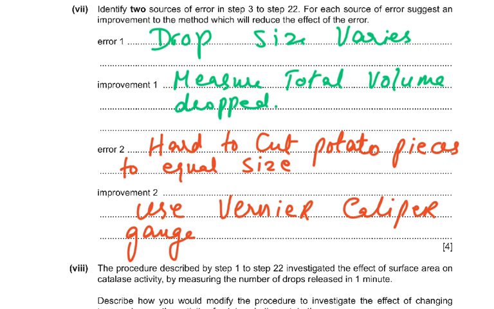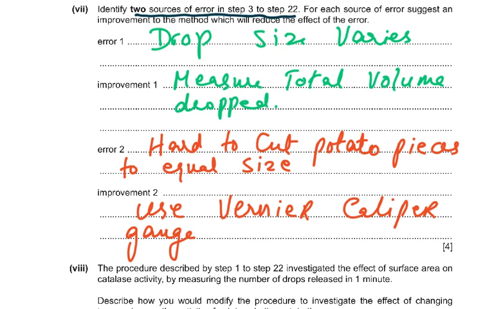A different part of the question says identify 2 sources of error in step 3 to step 22. For each source of error, suggest an improvement. So the first error was that the drop size is variable. It's sometimes bigger, sometimes smaller. So how would you improve it? You measure the total volume dropped. Once you've counted the drops, you collect that in a beaker, and then you use a measuring cylinder to actually measure the total volume.